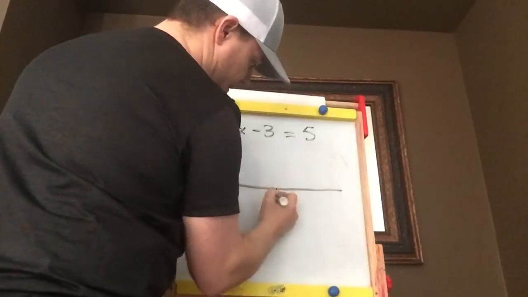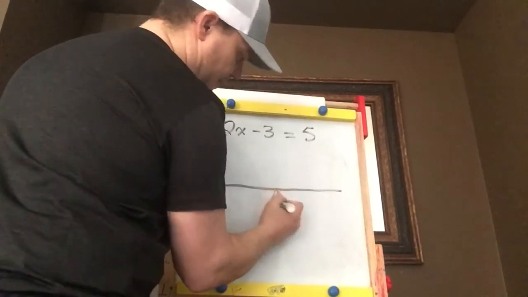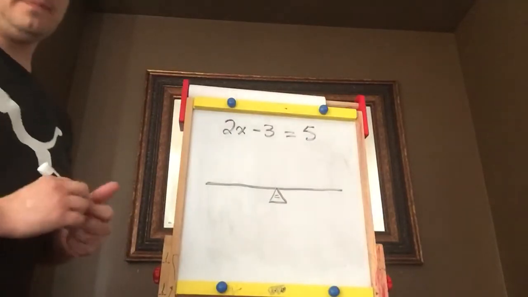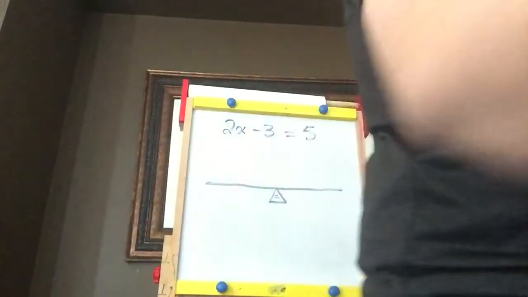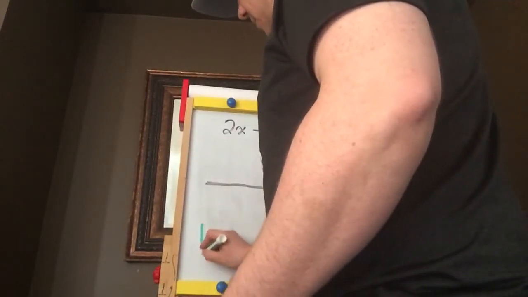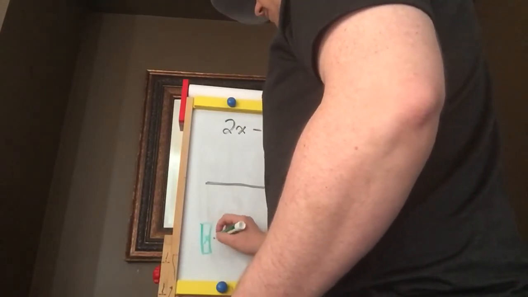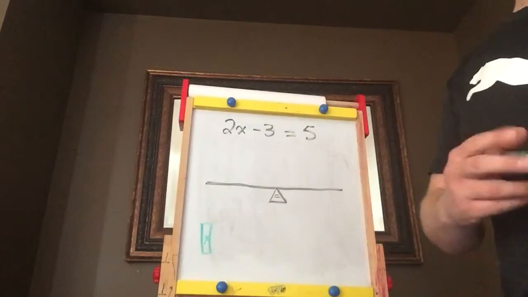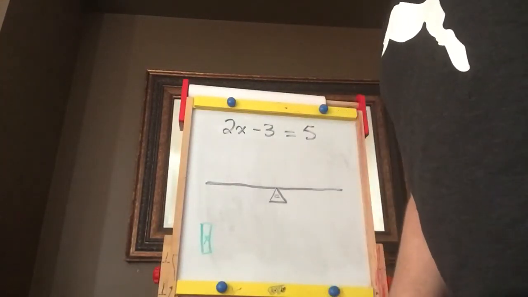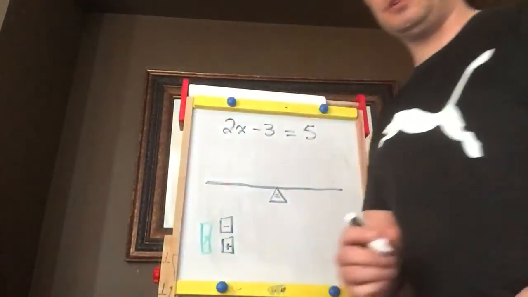Remember, that triangle can represent your equal sign. Okay, now we represent the x value with long green tiles. For plus and minus, or positives and negatives, you can just represent those with tiles, and you can put a positive or a negative sign inside them to signify which one they represent.